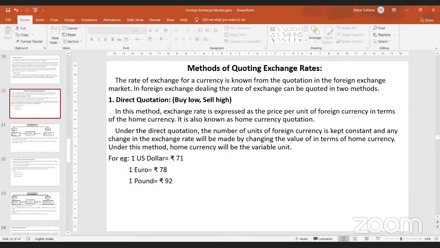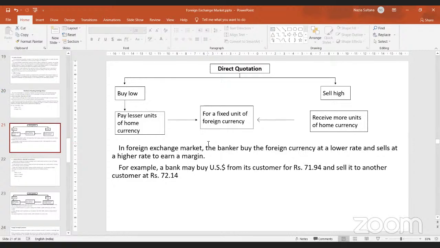Directly, whatever is the rate which is prevailing in the international market related to your currency unit, that will be called your direct rate. That's the first method which you apply in order to get quotation. So in a foreign exchange market, when will somebody buy more or sell more? When do you buy less, or when do you sell more, depending upon your direct quotation.